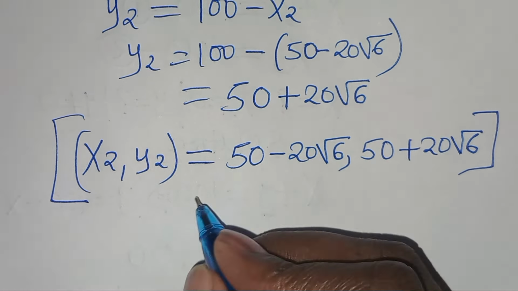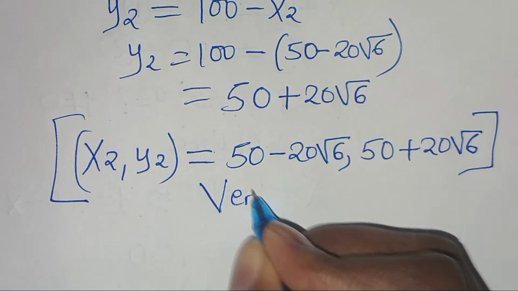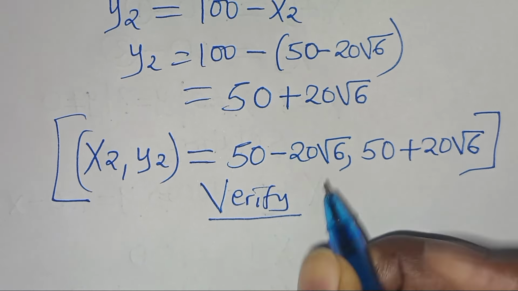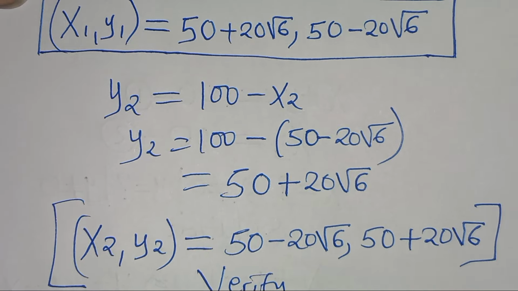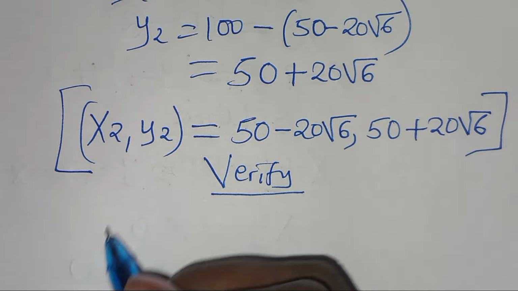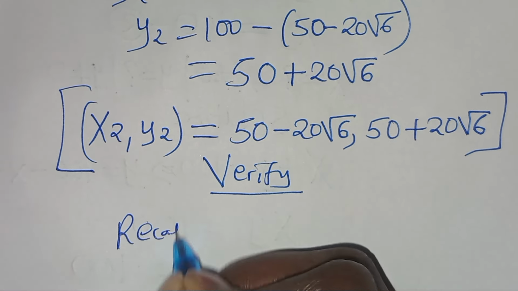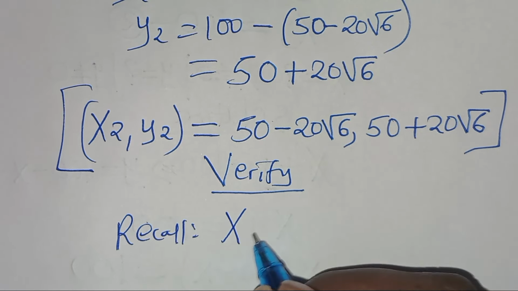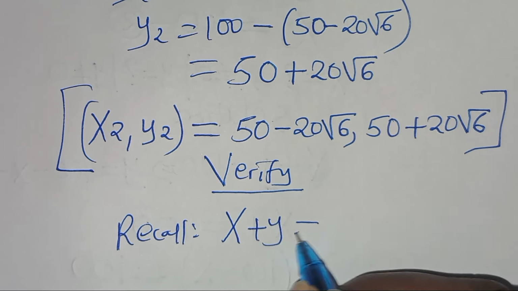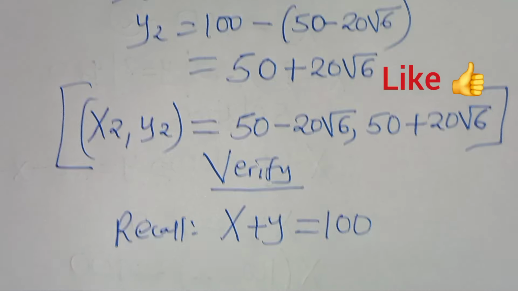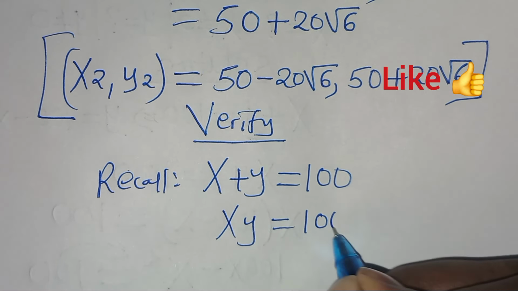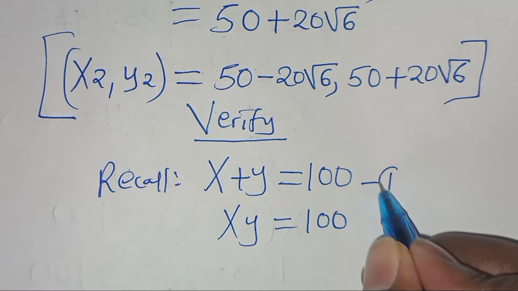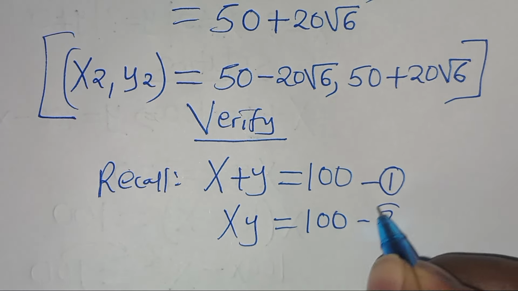So the next step is to verify. So let's verify that these two sets of solutions satisfy the equations. If you recall, we have that x plus y is equal to 100, and that x times y is equal to 100. So this is equation 1, and this is equation 2.